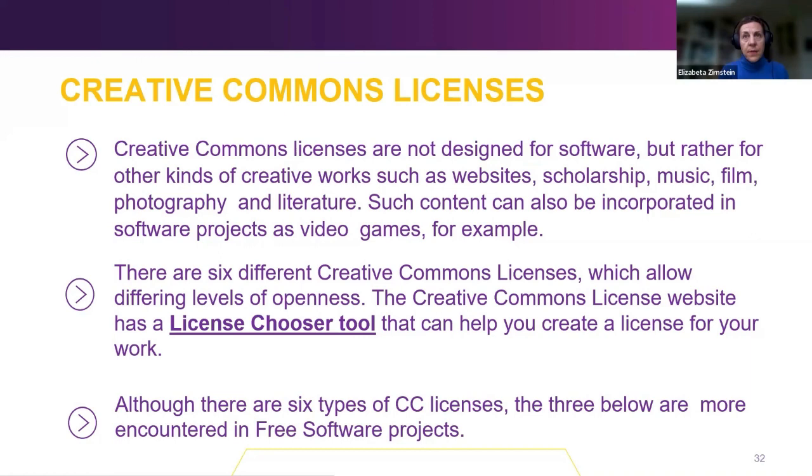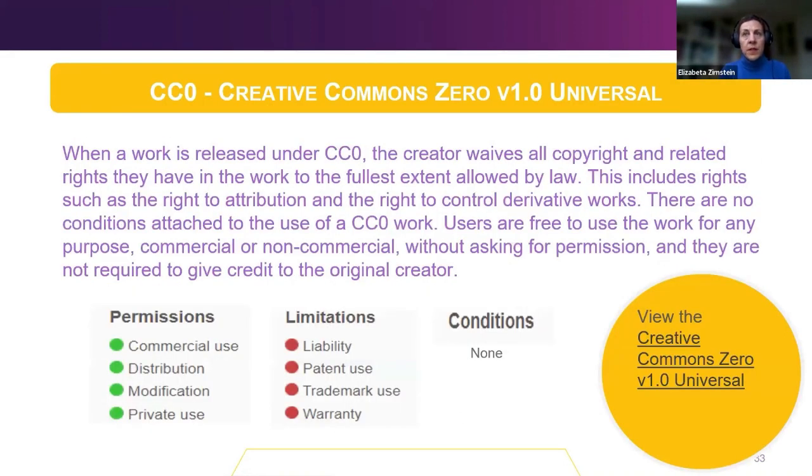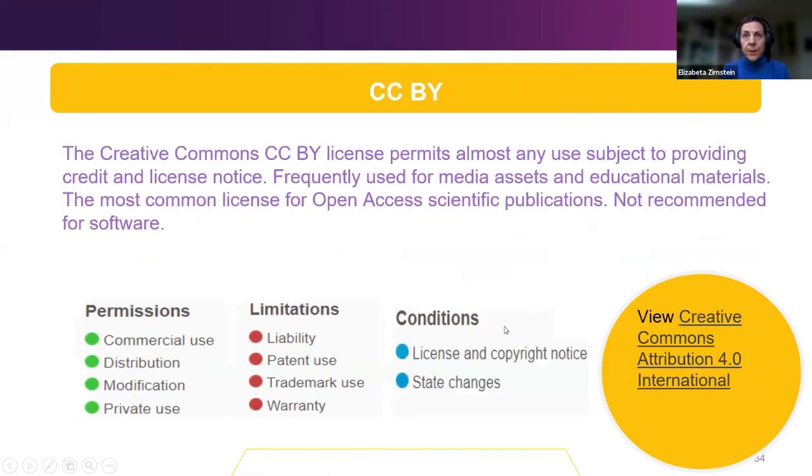There are 6 different Creative Commons licenses which allow different levels of openness. The Creative Commons licenses website has a license chooser tool, there's a link here, that can help you create a license for your work. Although there are 6 types of Creative Commons licenses, the 3 below are the most encountered in free software projects. The link to each of these licenses is also provided on the right side, so you are invited to explore them in more detail.